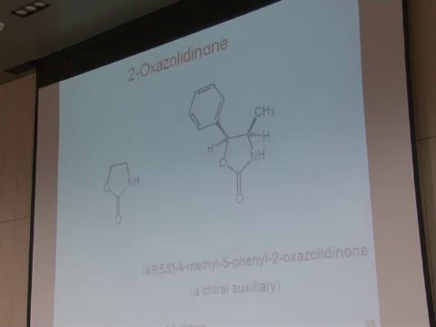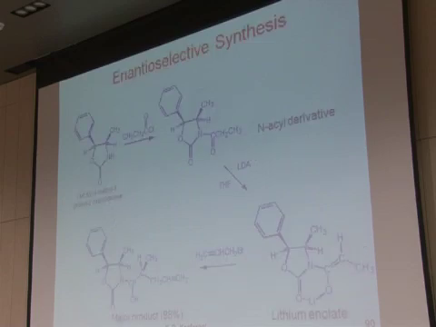It's from your book. One of the chiral auxiliaries that is used is a derivative of 2-oxazolidinone. This is 2-oxazolidinone, and that is the derivative of it. It is 4R,5S-4-methyl-5-phenyl-2-oxazolidinone. It is a chiral auxiliary. You can take that chiral auxiliary and react it with propanoyl chloride, and what you are doing is an amide formation. You are attacking the carbon, the O minus will come back and kick out the chlorine. So you are getting the N-acyl derivative.